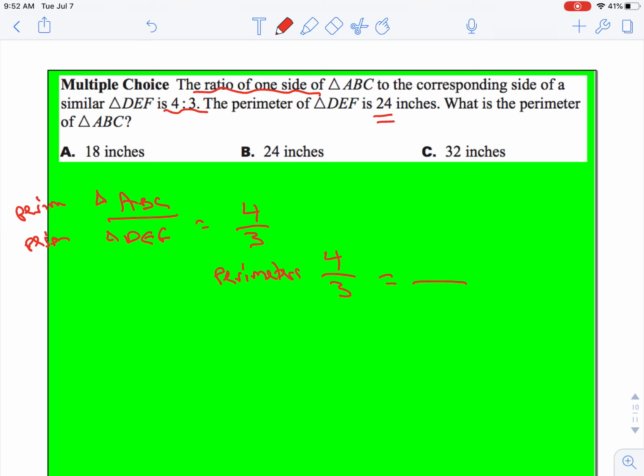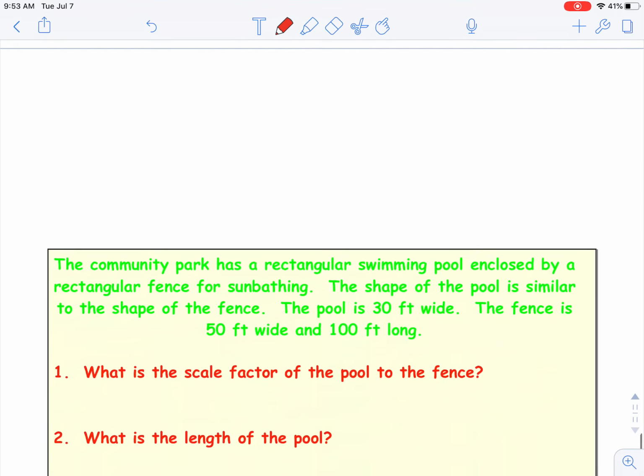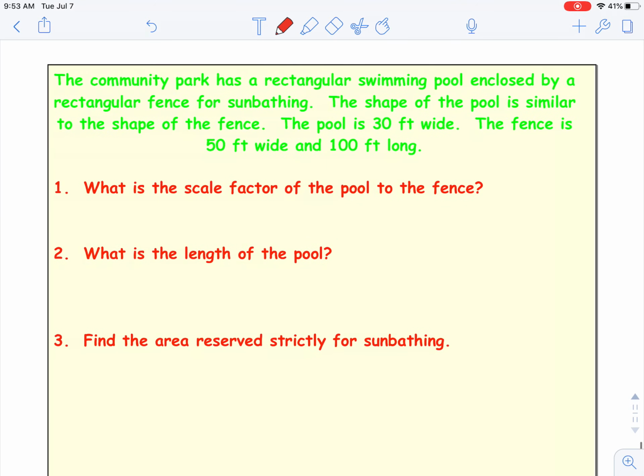So I know the perimeter of DEF, that's on the bottom, that's 24. I'm trying to find the value of the perimeter of ABC, that goes on the top, because remember, we had ABC over DEF. So now I just cross multiply and solve, and I get x is equal to 32. So that means the perimeter is equal to 32 inches. So it would be choice C. All right, we have one more example to go through in this lesson.